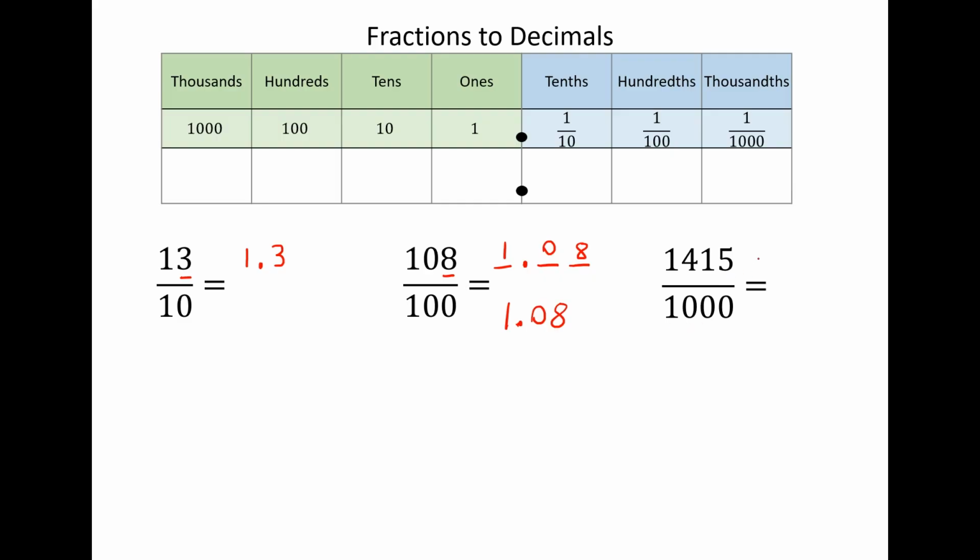Now for my last one, I got 1415 over 1,000. So since I'm over 1,000, I know I have 3 place values over after the decimal. I'm hence just going to fill in the 5, the number to the right, first, as my smallest value. So that's going to be 5, 1, 4, 1. Hence my final answer should be 1.415. So that's how you convert fractions to decimals.